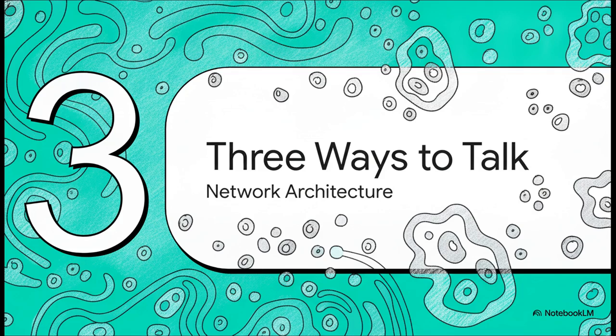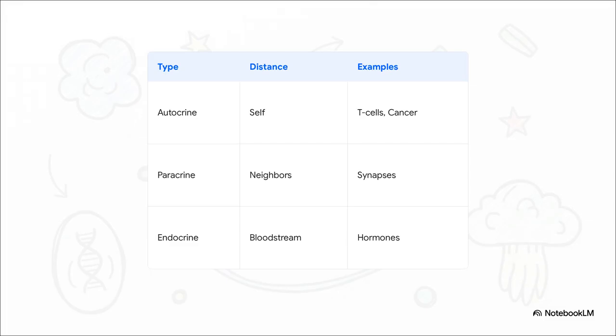Let's zoom out a bit and look at the actual network topologies our bodies use to transmit these chemical texts when the cells aren't physically touching. Let's condense some seriously dense biology here. First step is autocrine signaling. This is basically setting an alarm for yourself. A great example is a T cell releasing interleukin-2 to trigger its own proliferation, or bacteria using quorum sensing. Sadly, cancer cells also hijack this self-signaling loop to fuel their own unchecked growth.